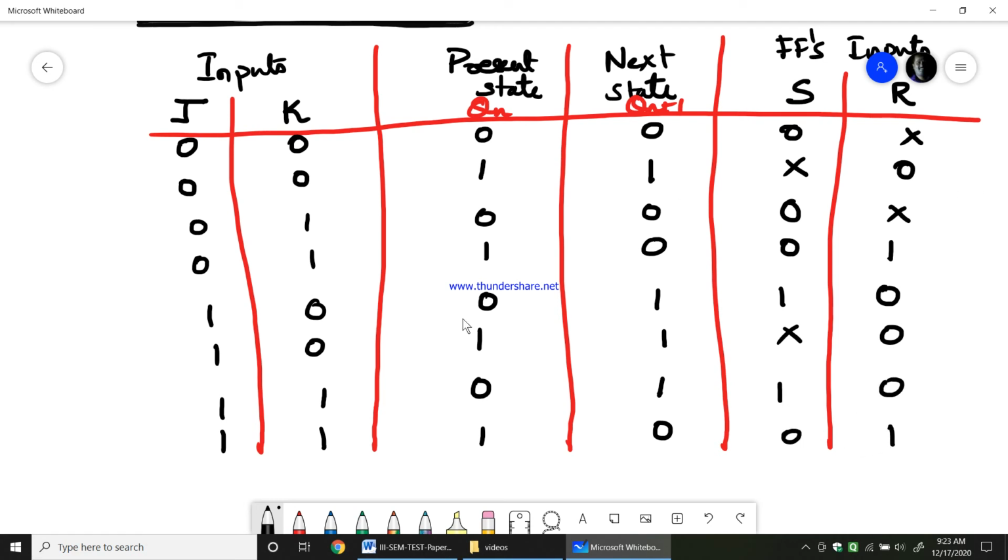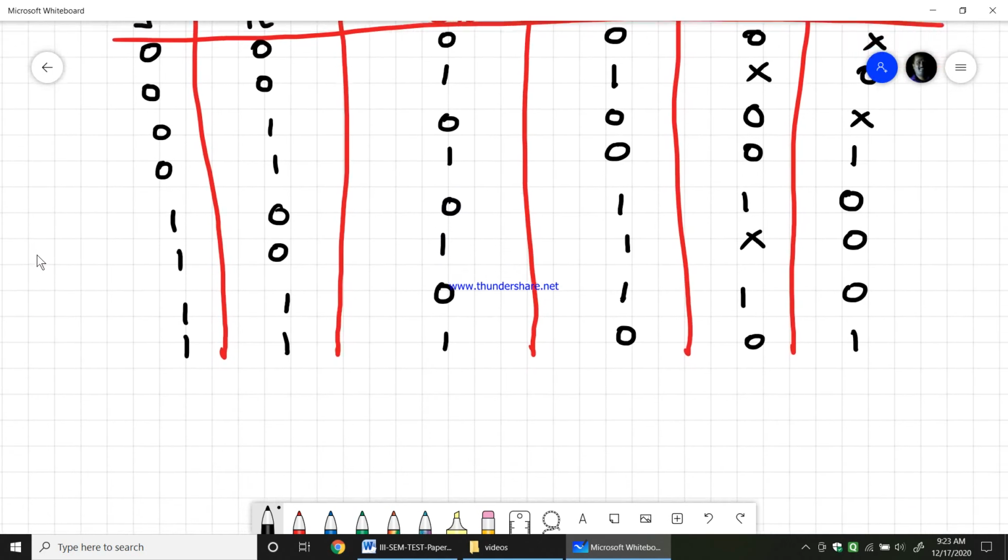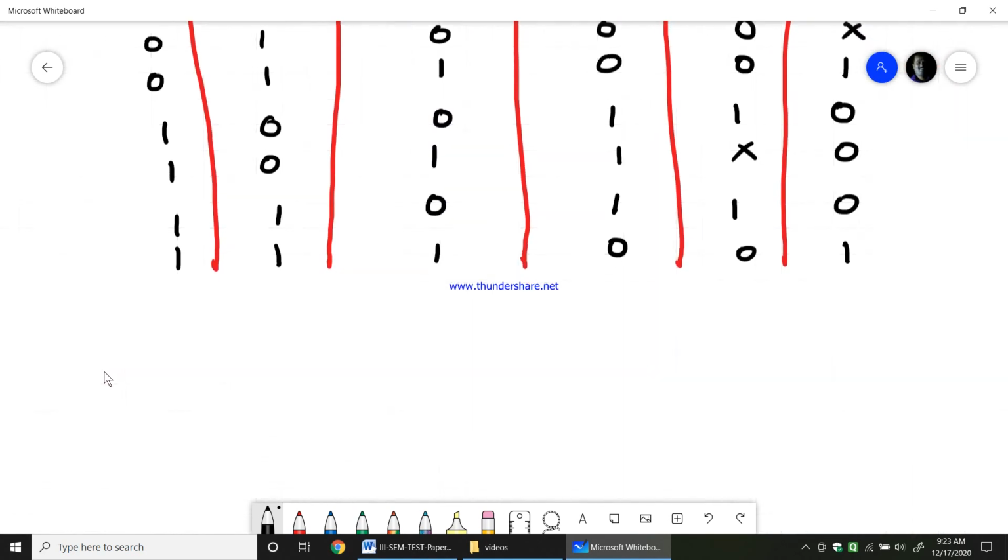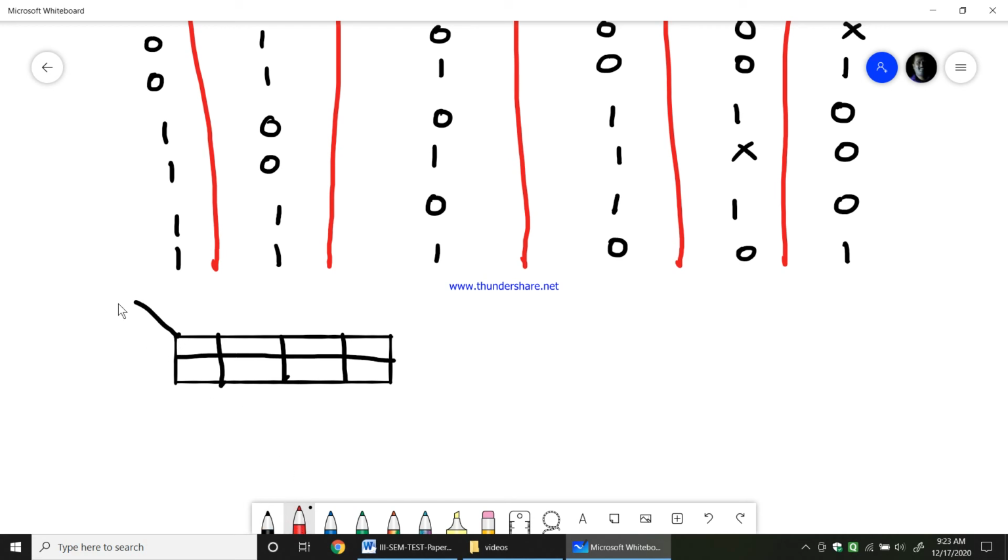Now what I'll do is write the K map for this. So now we should take the inputs JK and present state Qn. So it becomes a 3 variable K map. The 3 variable K map would be like this. Now the inputs are JK and Qn, the present state. So J K Qn, 0 1, 0 0, 0 1, 1 1, 1 0.